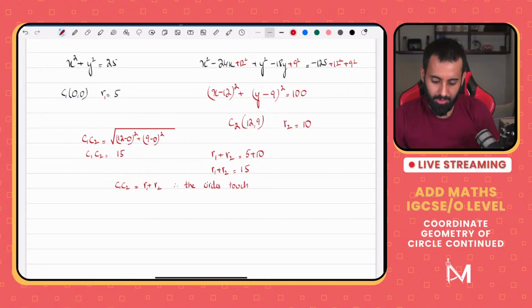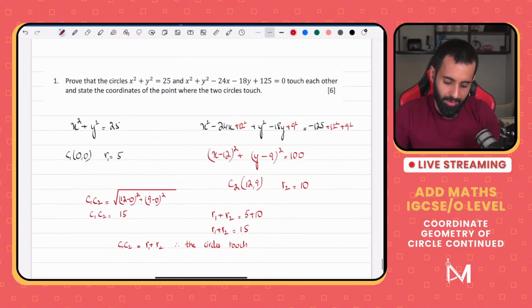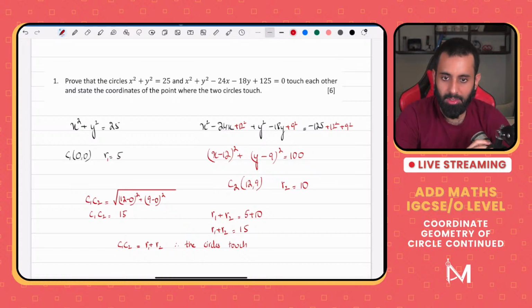Now, another question. How will I find out the point of intersection? There's a pretty standard rule for finding out the point of intersection. How do we do that?